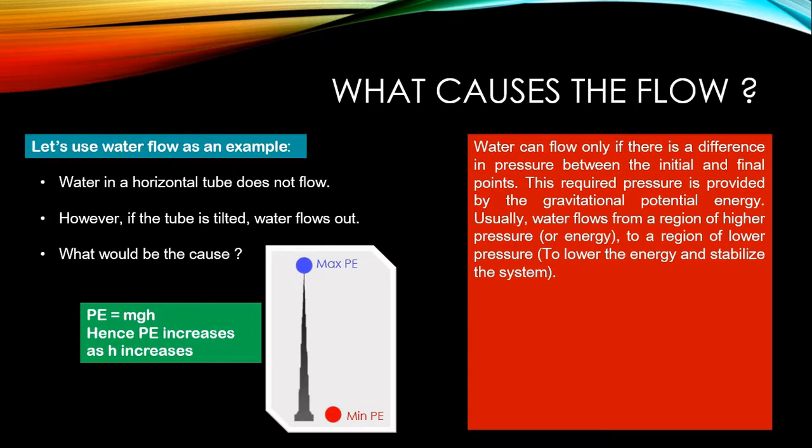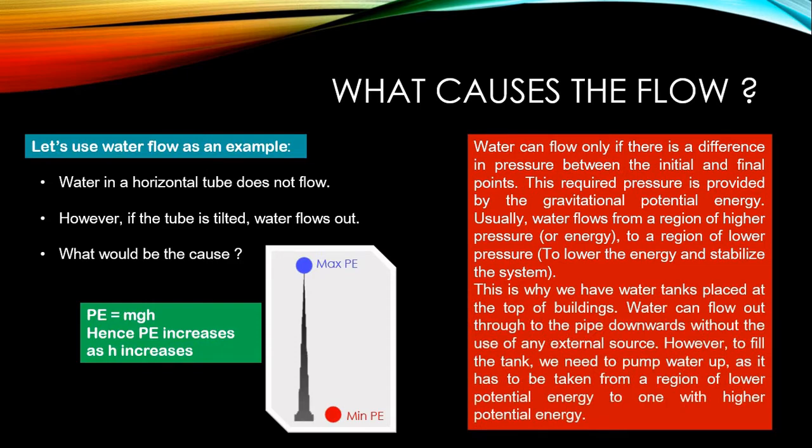Hence, the point marked blue has more potential energy than the point marked red, as the blue point is higher than the red point. This is why we have water tanks placed at the top of buildings. Water can flow out from the tanks to the pipes without any external source. The water in the tank has higher potential energy, hence it utilizes this potential energy and converts it to kinetic energy so that it can flow down through the pipes to a region of lower potential energy.